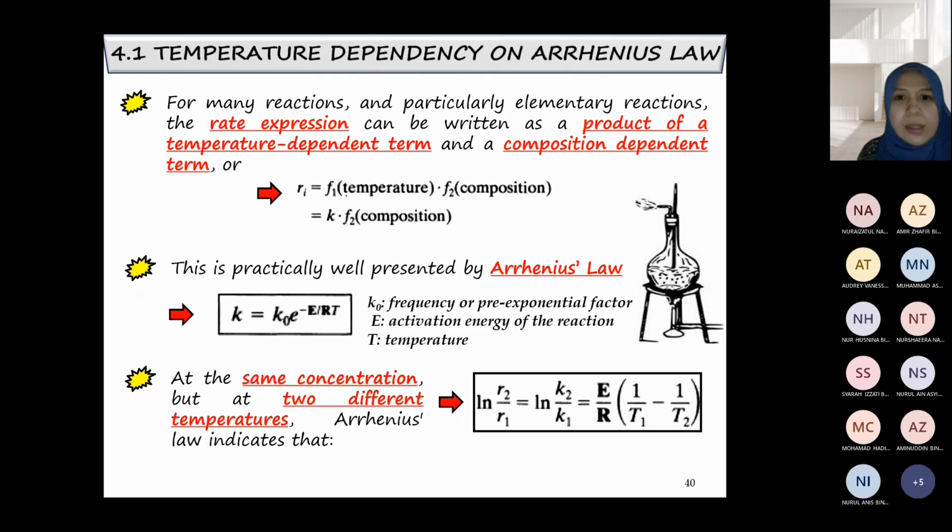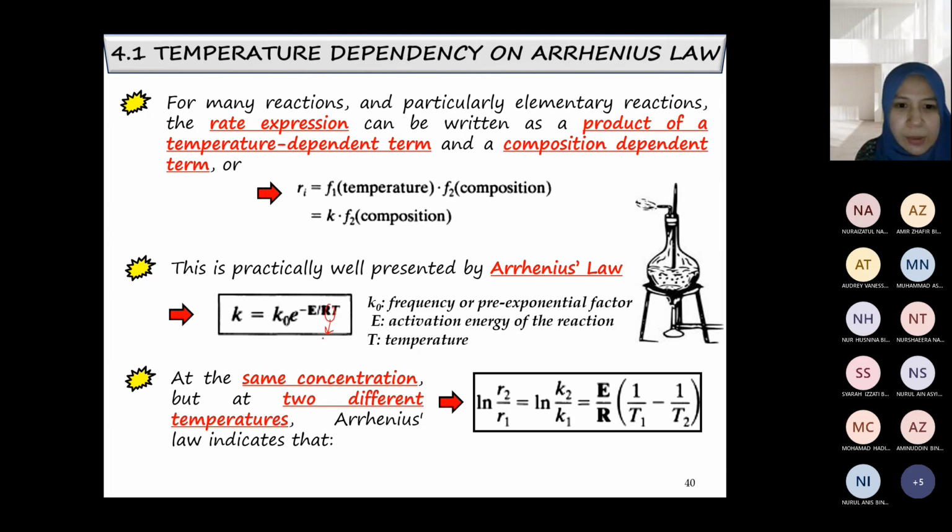Okay, so sama ada we have a Ri is equal to the function of the temperature. Okay, ini bukan kali tau, ni in the function, alright, ataupun in the function of composition. Alright, ataupun kita boleh concentrate on the composition only. Okay, either one. This is practically well presented by Rns Law, alright, which is K is equal to K naught E to the power of negative E over RT. Okay, so R is a constant.